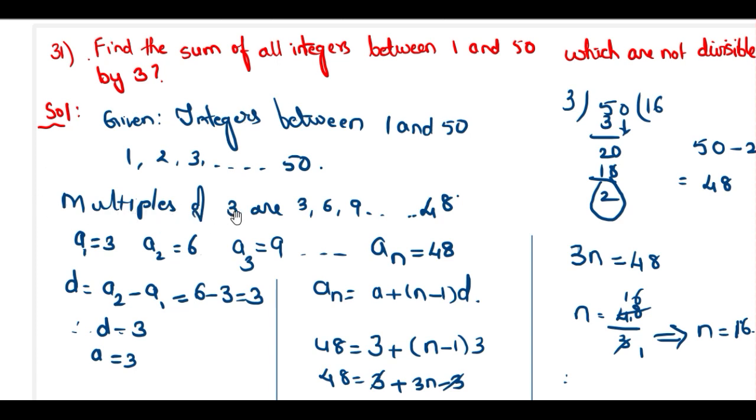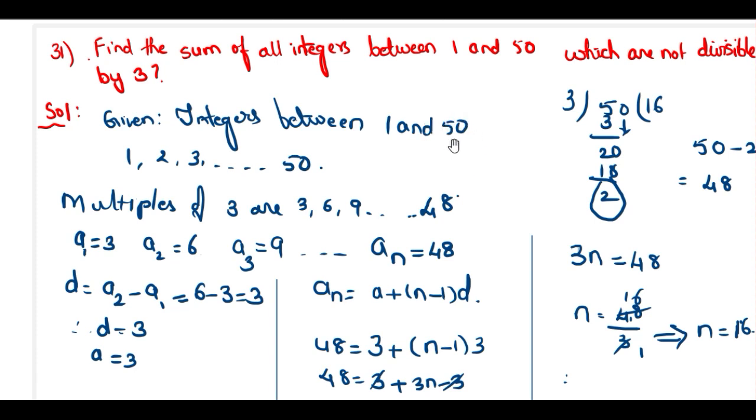So, what are the multiples of 3? The table of 3: 3, 6, 9 and so on. Here 50 is a smaller number, so you can make out that 48 is the largest number which is divisible by 3. Instead, you may get some bigger number.